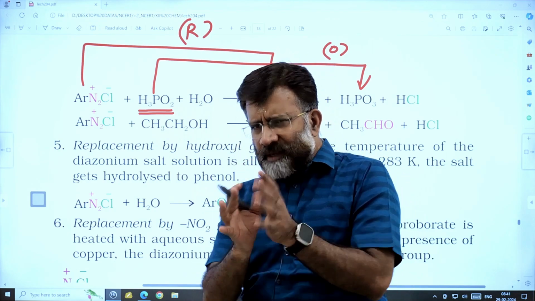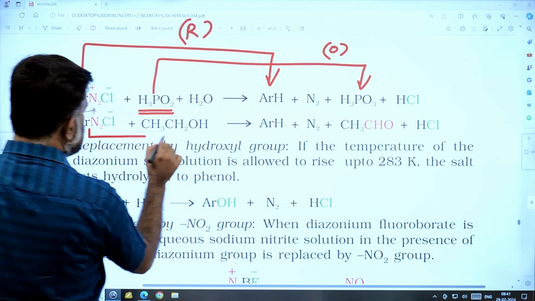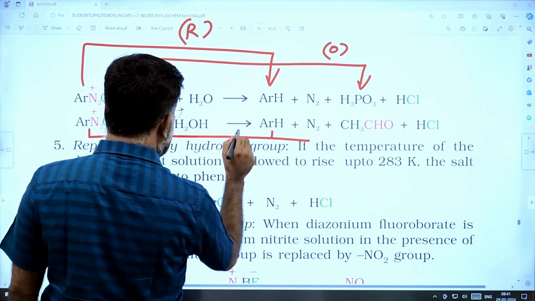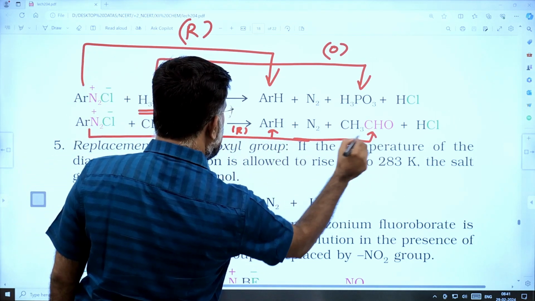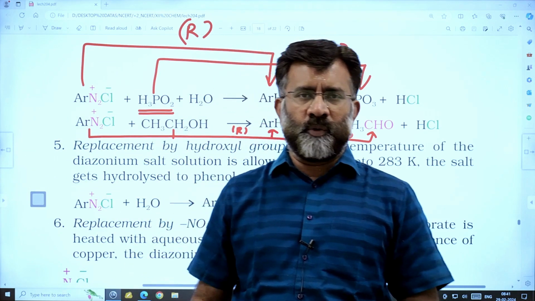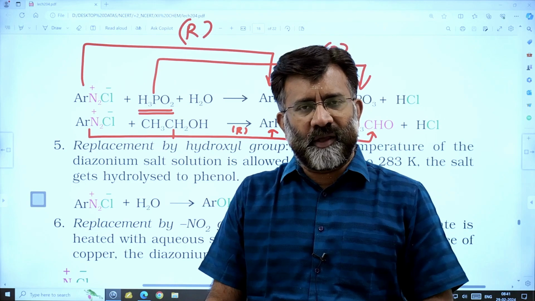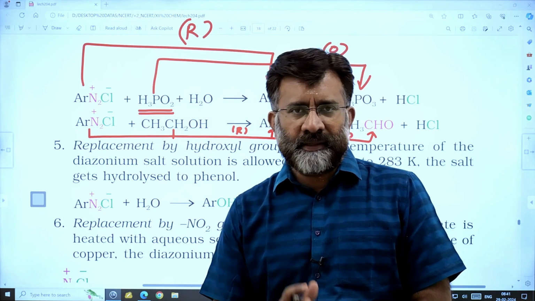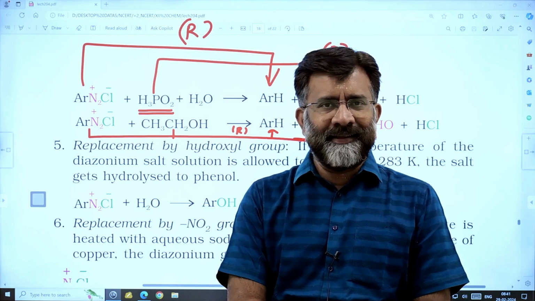And a similar reaction, same thing. This is oxidized. This is reduced. This is reduced to benzene while this is oxidized to ethanal. Here we make use of ethanol. So either by using H3PO2 or by using ethanol, we can reduce benzene diazonium salt. Benzene diazonium salt is converted to benzene, and ethanol is oxidized to ethanal. H3PO2 is oxidized to H3PO3.